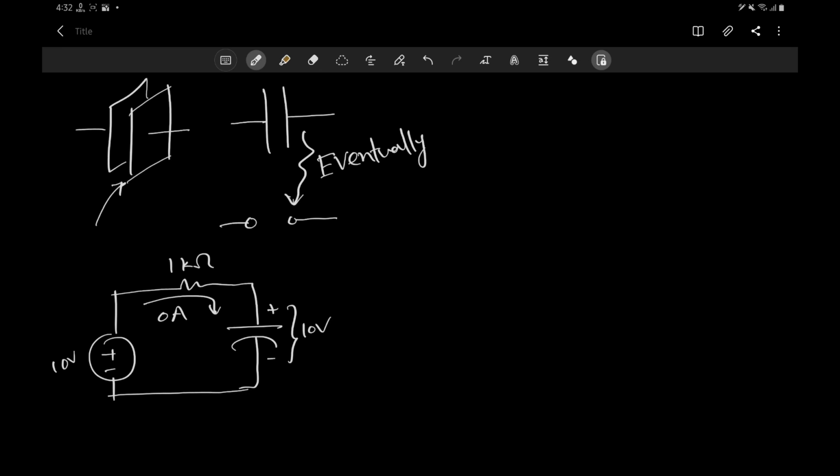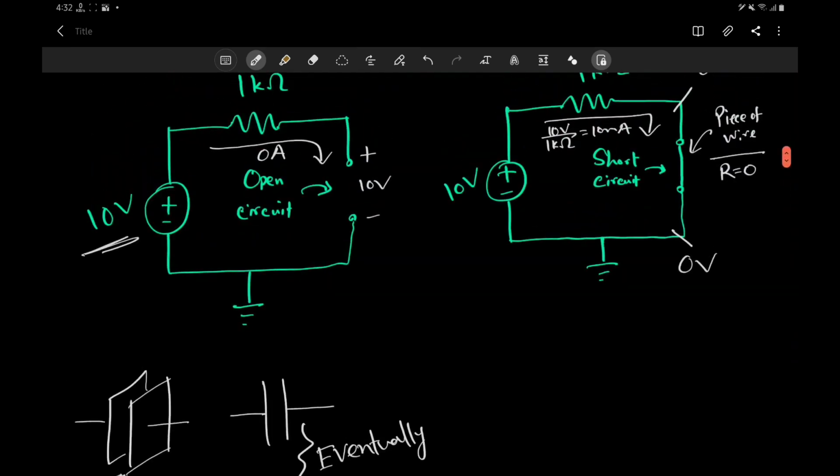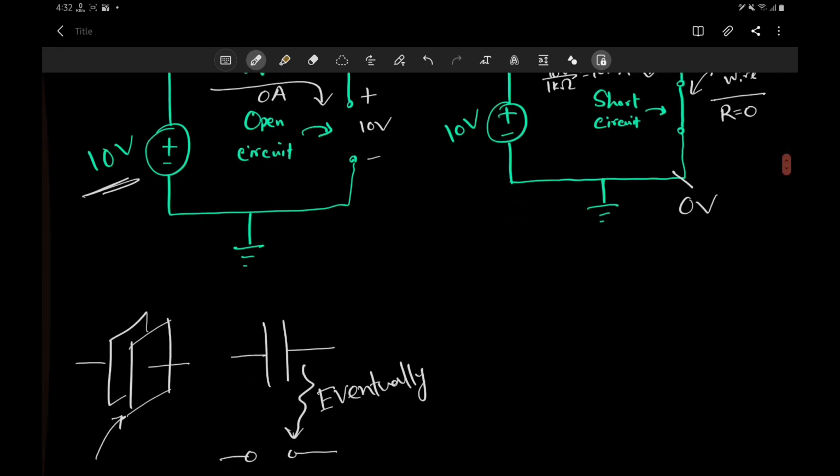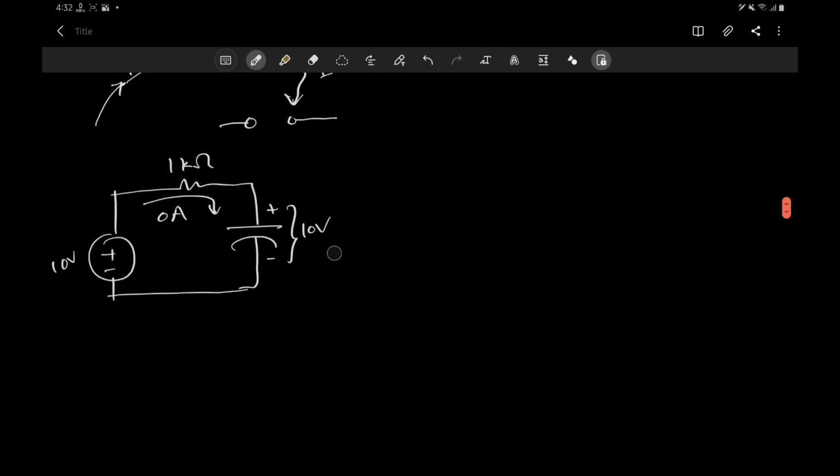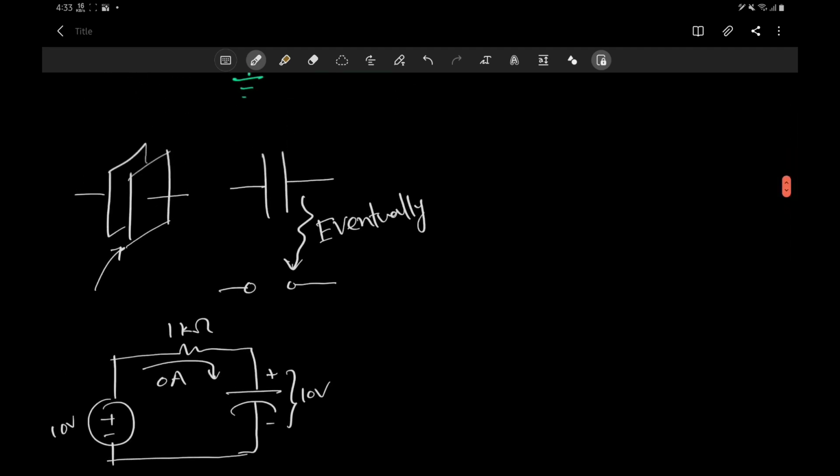But the fact is, capacitors can store voltage just like open circuits do, and it takes some time to charge the capacitor. In the open circuit case, it's just an instant. In an instant you have 10 volts here. This 10 volts doesn't take any time at all, whereas if you replace that open circuit with a capacitor, it takes a bit of time. Maybe a few milliseconds, or even a few seconds sometimes. So that's the difference. A capacitor is kind of a glorified open circuit.